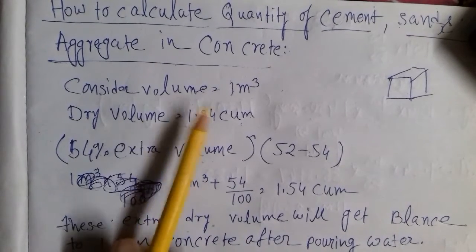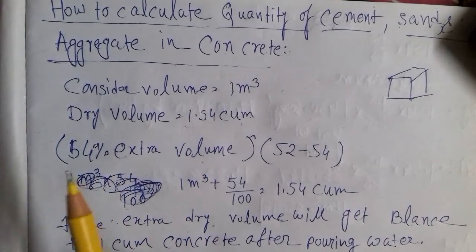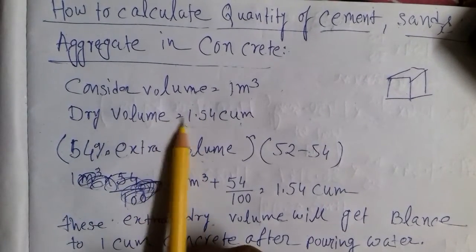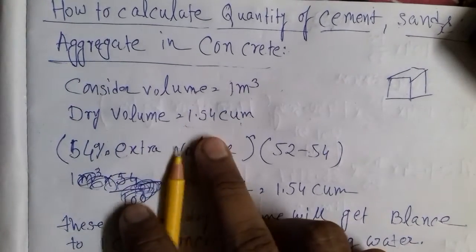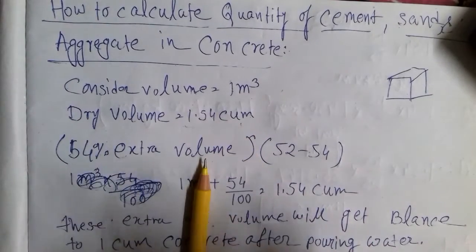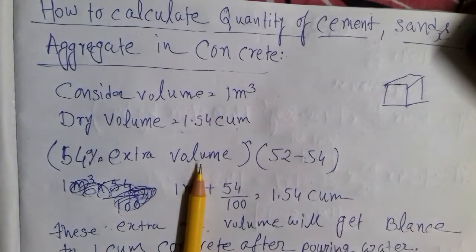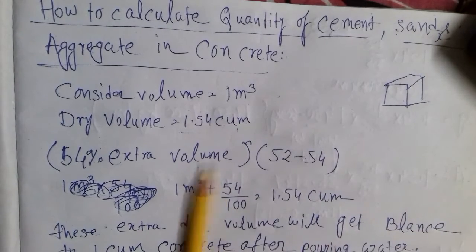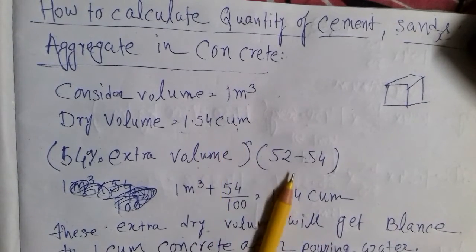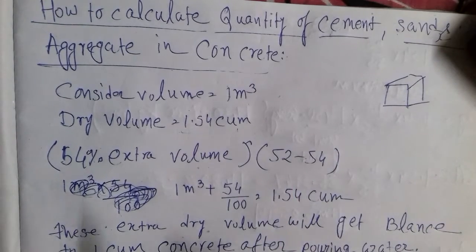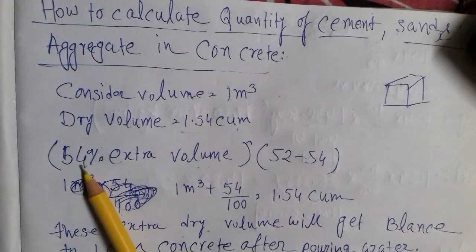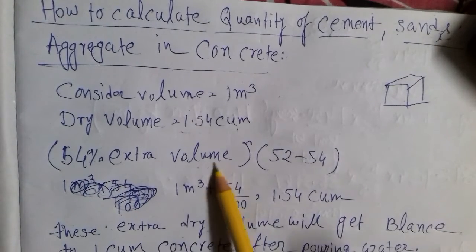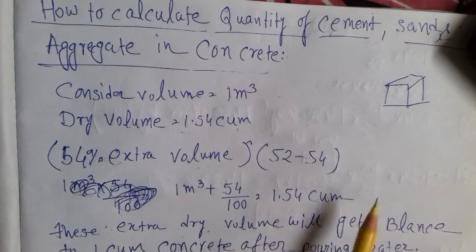First, let us consider the volume of 1 cubic meter and the dry volume of concrete is 1.54 cubic meter. So how to get 1.54 cubic meter? In many books I can see that no one ever tells how we get 1.54 cubic meter. So let me tell you: when concrete volume is made dry, then we consider 54% extra volume. This range will also be 52 to 54%.